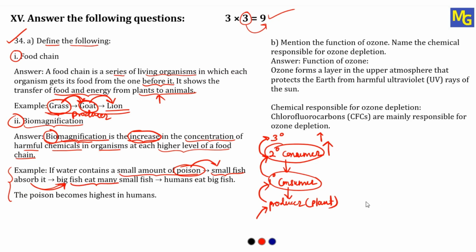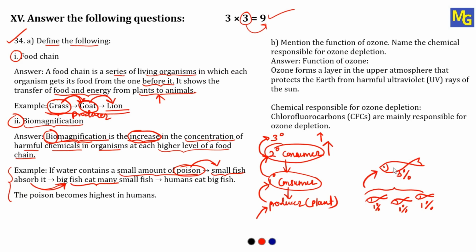For example, imagine if this is the small fish, see here, these are the small fish. If in this there is 1% of poison, and all these three fish are eaten by this big fish, then 1 and 1 and 1, total 3% of poison will go into this big fish. So I hope you are understanding how the concentration of harmful chemicals increases into the higher level in the food chain.